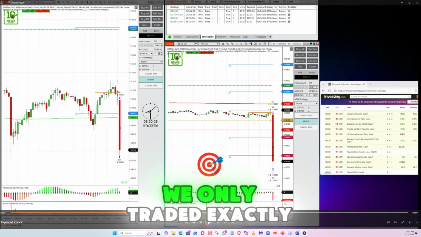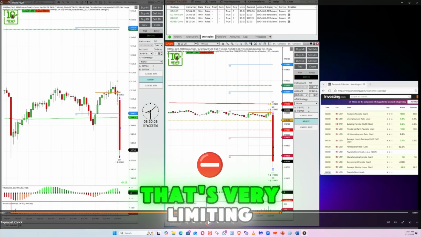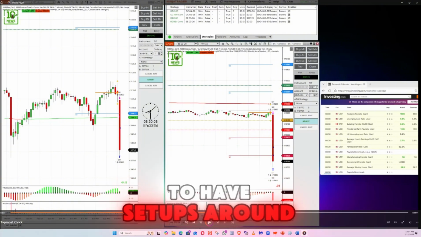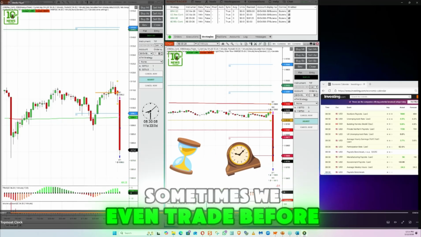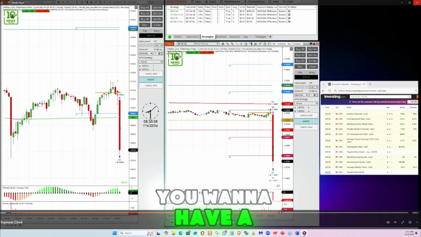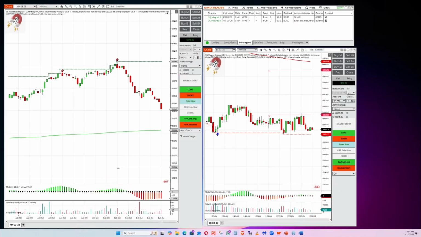Years ago, we only traded exactly when the news came out. That's very limiting. It's much more advantageous to have setups around the news, not just at the exact time of the news. Sometimes we even trade before the news. But ultimately, you want to have a variety of different setups to trade the news.